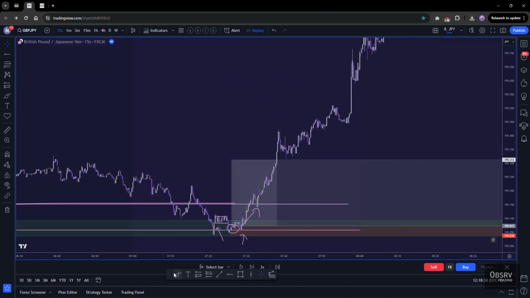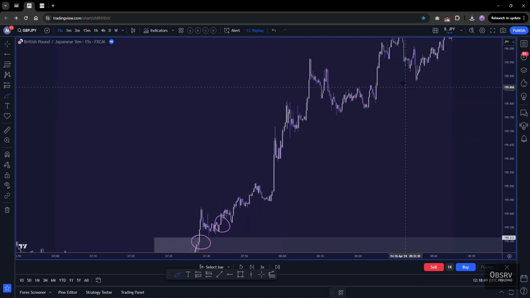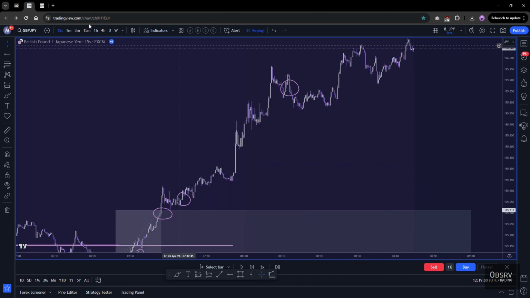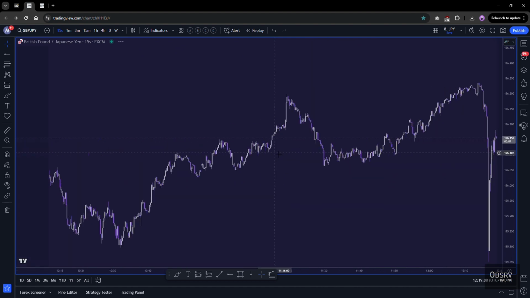Now I took 50% of my position out at this point. I took another portion around here, and then I took a final portion around, not right at the top, but approximately here. I left 16% running, and then I left the charts. By the time I came back to the charts, we had a massive wick, which took out the rest of my position, which took me out at break even.